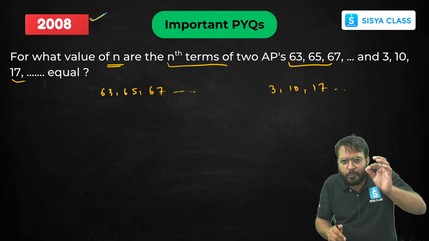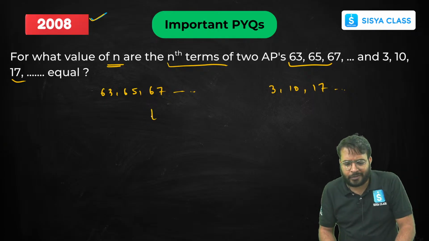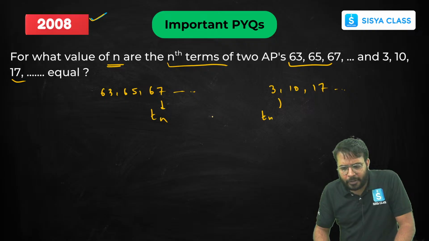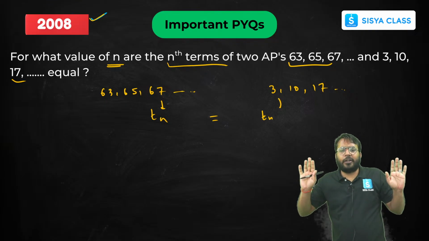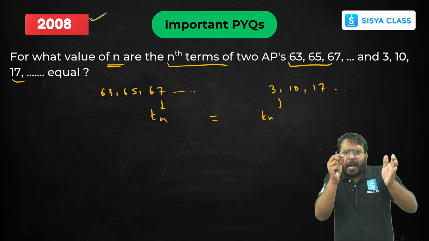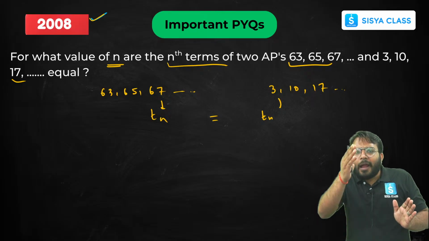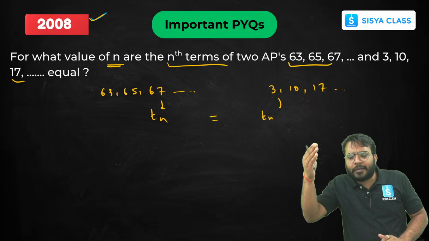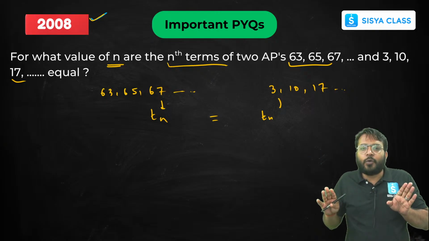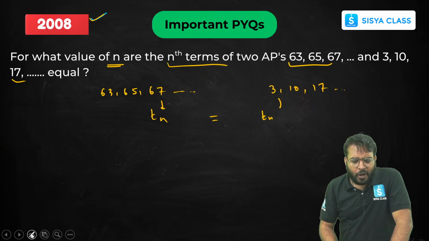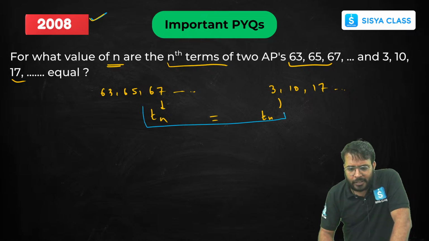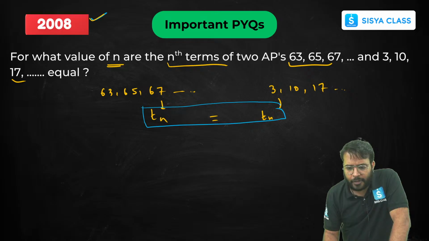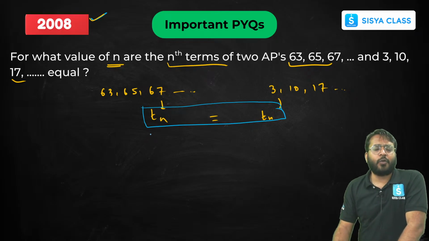If I am talking about the nth term, the nth term of this AP and the nth term of this AP should be equal. I need to find the value of n such that the nth term of my first AP and the nth term of my second AP are equal. Only this line is the concept. After this, you just have to substitute the formula and get your n value.